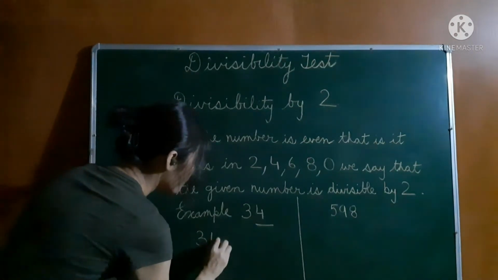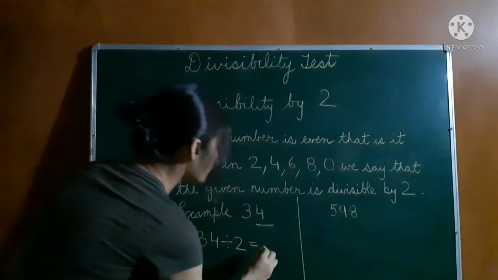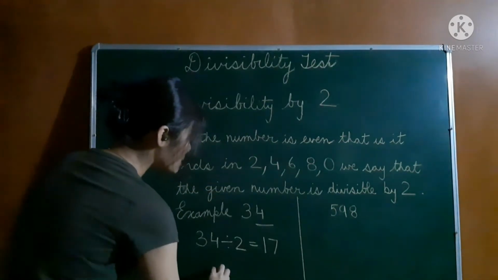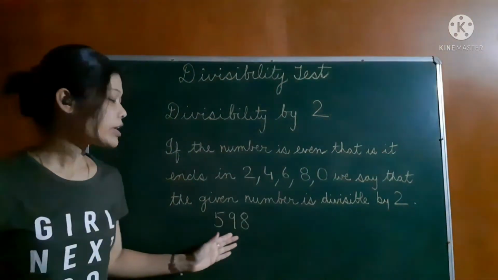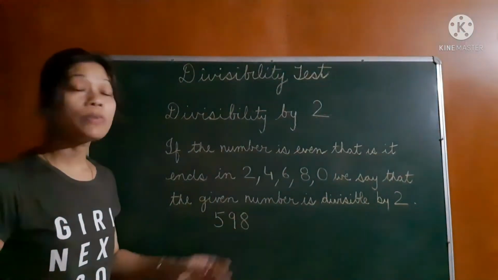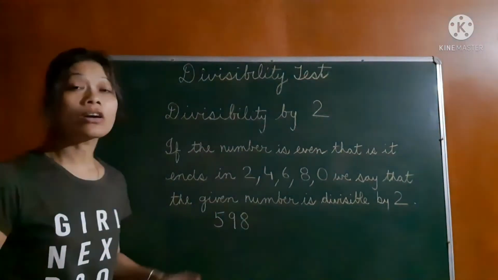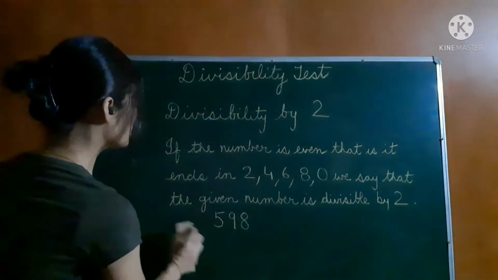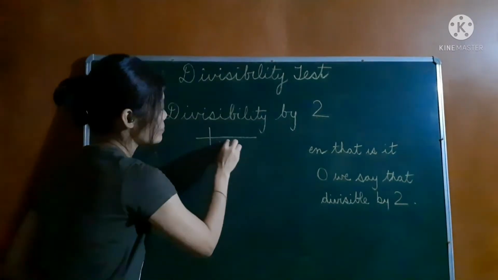So 34 divided by 2 gives 17, so 34 is divisible by 2. The number 598 ends in 8, which proves it will be divisible by 2. But for our assurance, we'll check it once by dividing it by 2. So let's do the division.